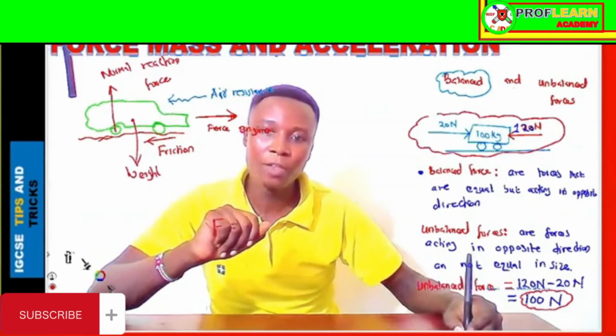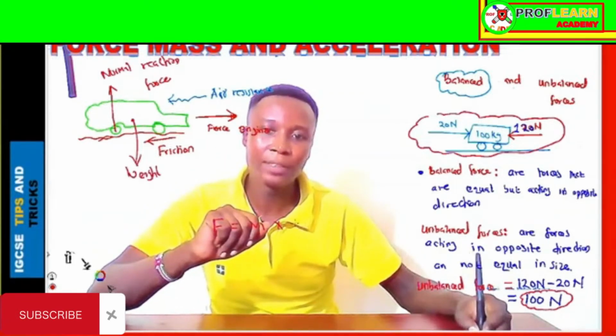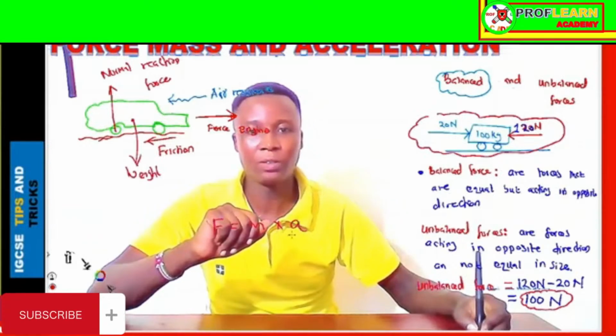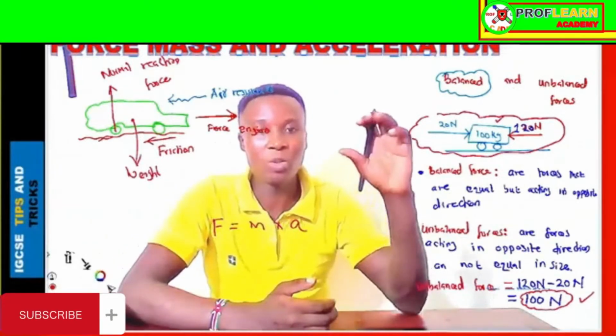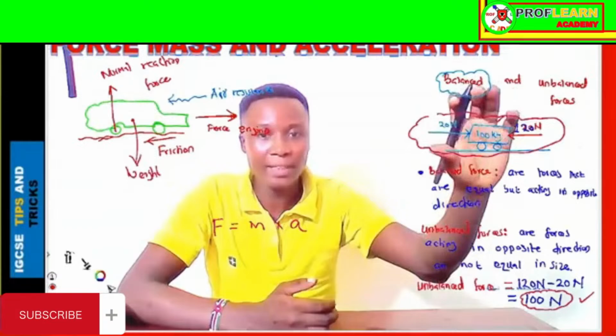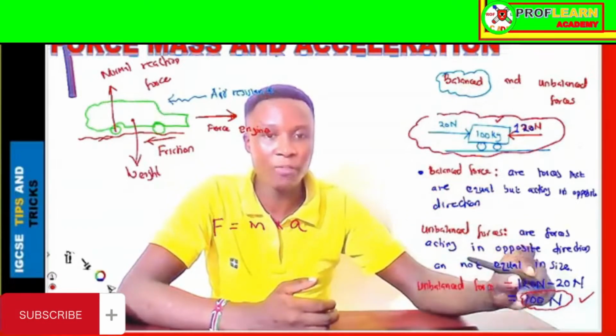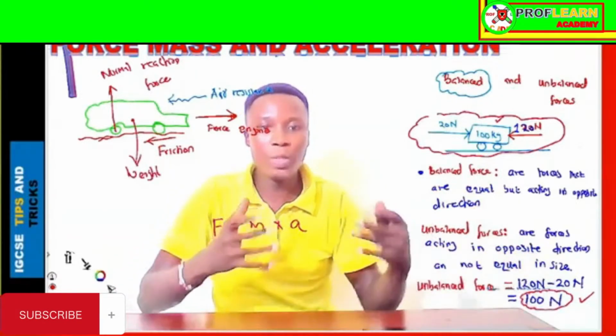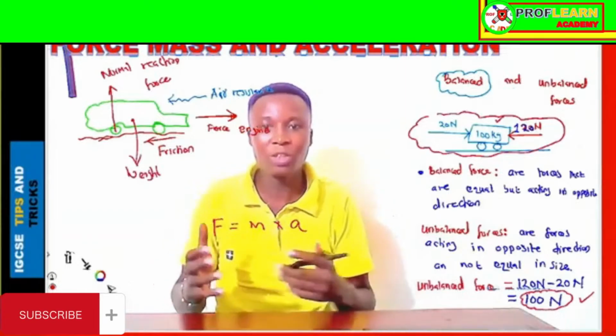Force equals mass times acceleration. Since we are finding the acceleration of the car, we're going to use the mass of 100 kg, and also the force of 100 Newton. Which acceleration is this force going to give?